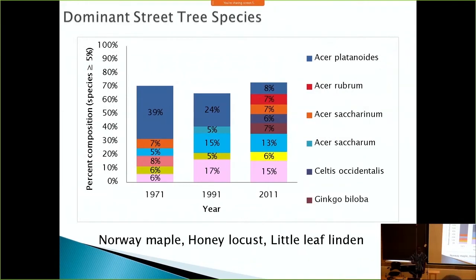So when you look at the dominant tree species here, you realize that in 1971, the Acer species was 39%. In 1991, it was 24%, but it dropped to 8% in the 2011 residential area. However, a tree like little leaf linden was 6% in the 1971 area, but it rose to 17% in the 1991 area and came down to 15%. Honey locust also saw a massive increase from 5% in 1971 to 15% in 1991, and it later dropped to 13% in 2011.